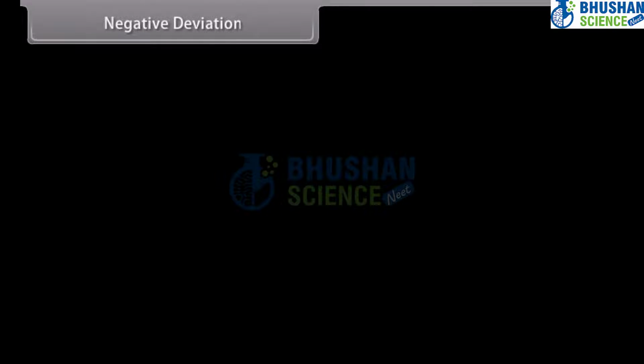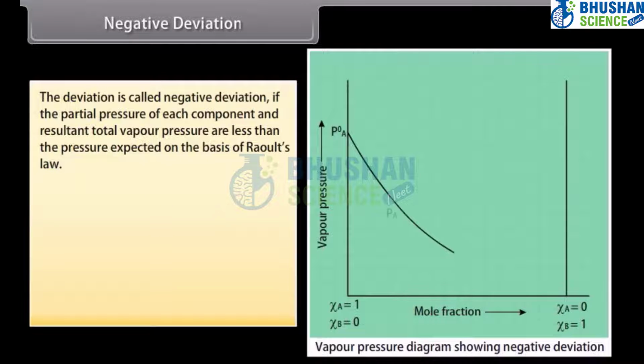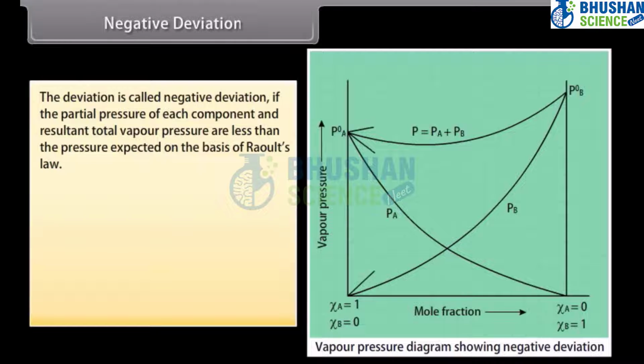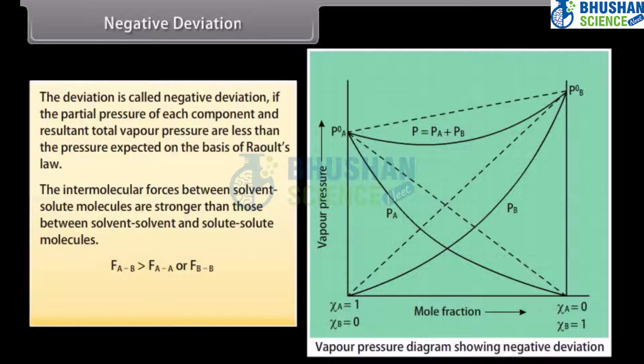Negative deviation. The deviation is called negative deviation if the partial pressure of each component and resultant total vapor pressure are less than the pressure expected on the basis of Raoult's law. For example, the solution of water-nitric acid and chloroform-acetone shows negative deviation. The intermolecular forces between solvent-solute molecules are stronger than those between solvent-solvent and solute-solute molecules. This shows that the vapor pressure of the solution will be lower.